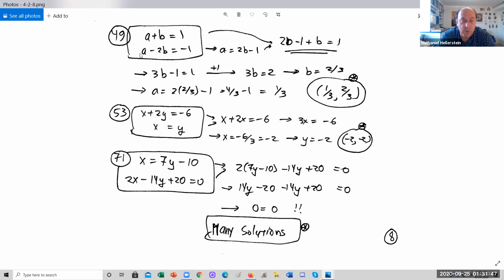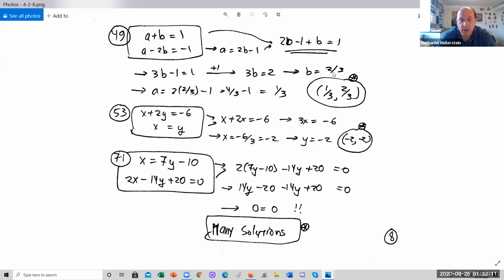a plus b equals 1. a minus 2b is -1. From the second equation, we transpose the 2b and get a equals 2b minus 1. Substitute that into the first equation and get 2b minus 1 plus b equals 1. And so 3b minus 1 equals 1. Add 1 to both sides. 3b equals 2. Divide by 3.